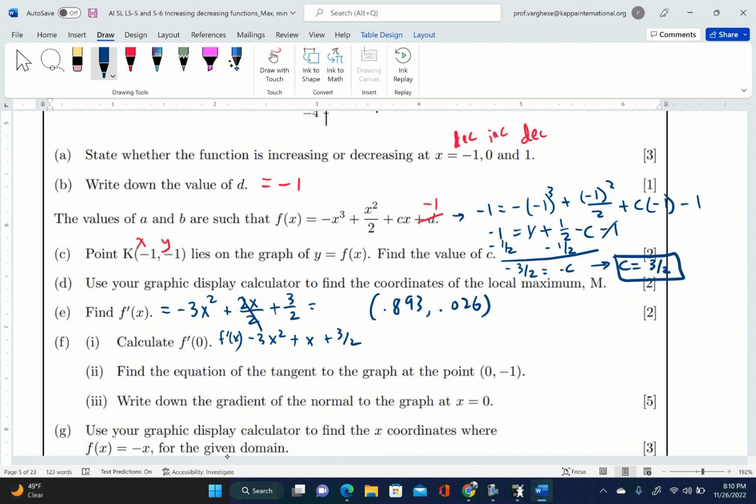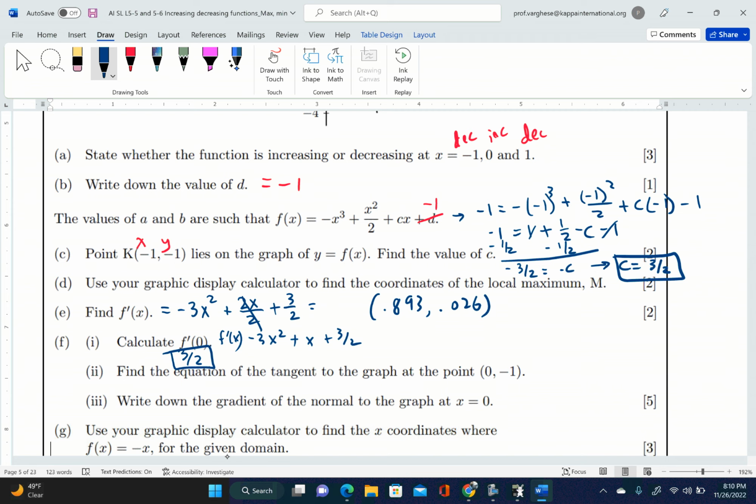The next thing I'm going to do is find f prime of 0. So I'm plugging in 0 here for my x's. And when I do that, I get f prime of 0 is equal to 3/2. Again, x is 0 here, so this cancels out, and I have 3/2.